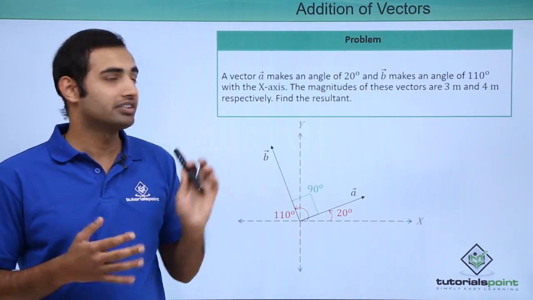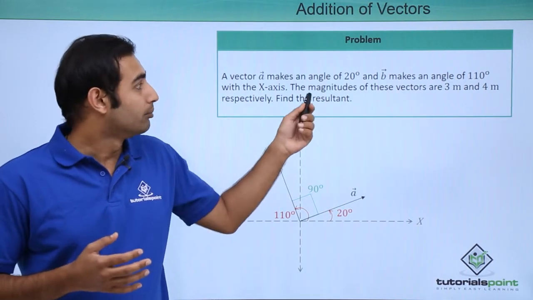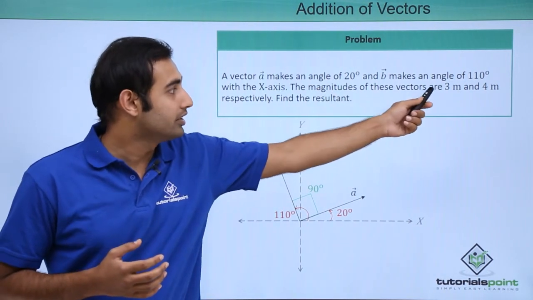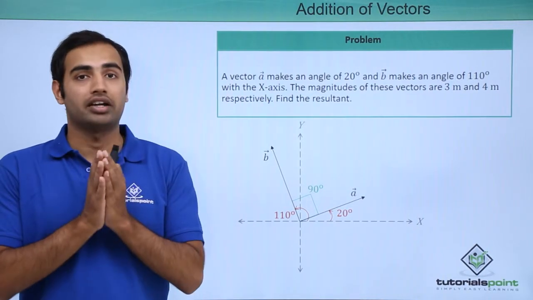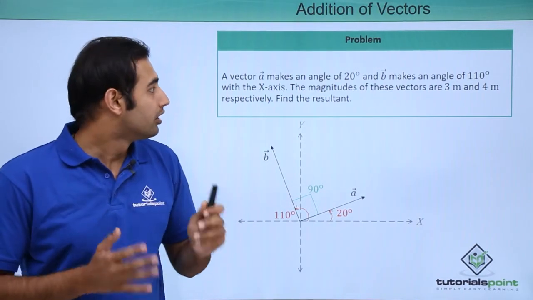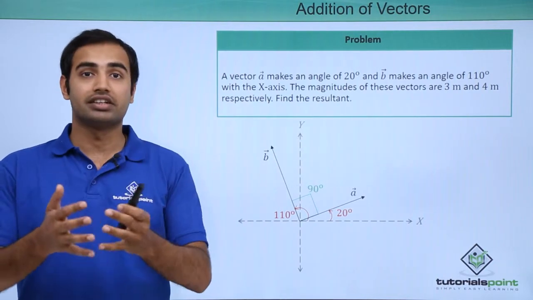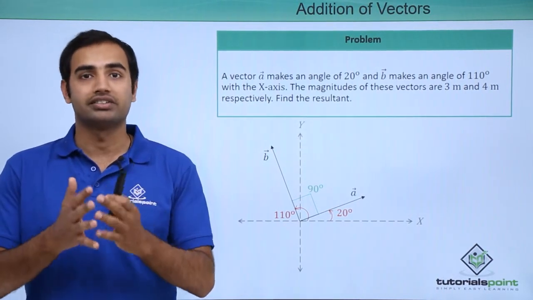an angle 110 degrees with the x-axis. Now the magnitudes of these vectors are 3 and 4 meters respectively, which means the magnitude of A is 3 and magnitude of B is 4 meters. Now we have to find the resultant vector, its magnitude and its direction.